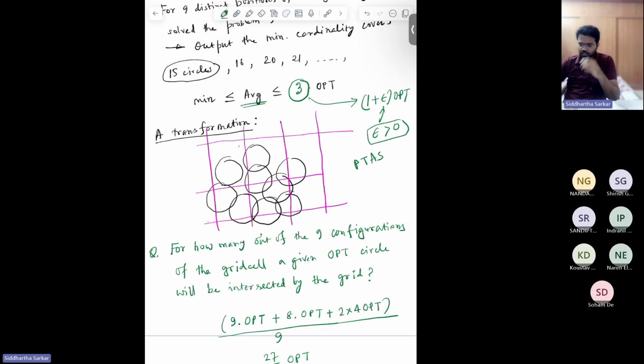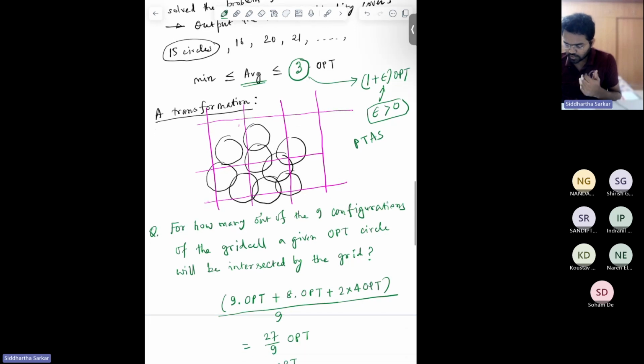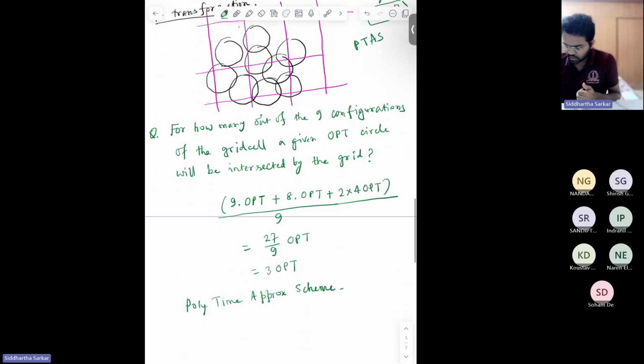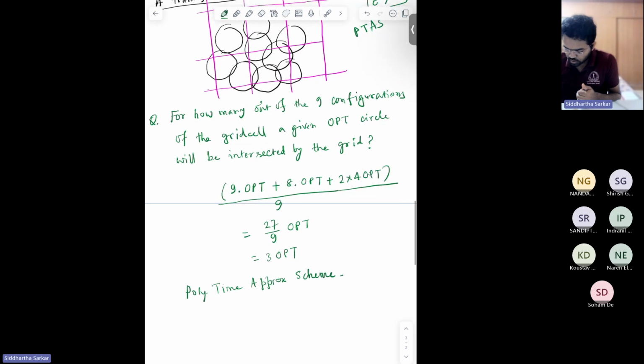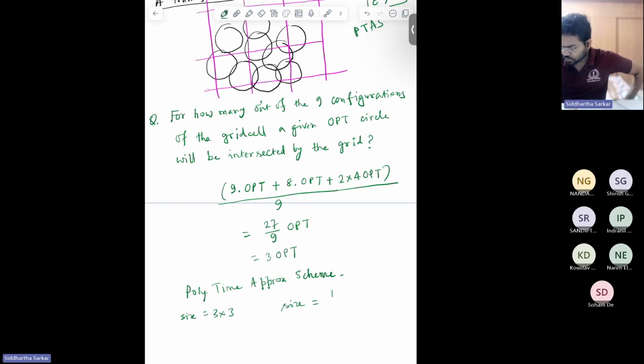So epsilon depends on the grid cell size that you choose. So you as a user or as an algorithm designer can choose the grid cell size. So I choose the grid cell size to be 3x3. So generally people choose it 1 by epsilon square, cross 1 by epsilon square. Then it turns out to be a 1 plus epsilon approximation.